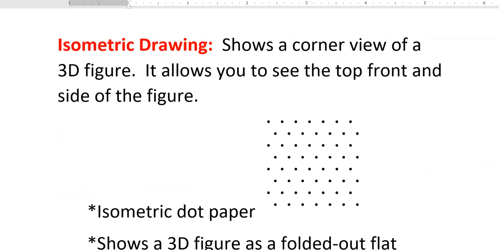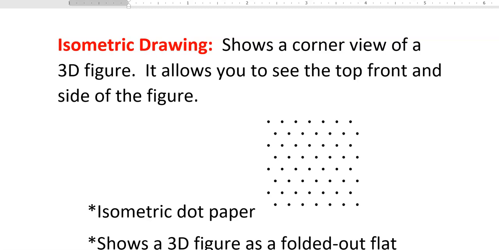So next up is isometric drawings. It shows a corner view of a 3D figure. It allows you to see the top, front, and side of the figure, and usually it's the top, the front, and the right side. So try to do those 3 faces when you're asked to do isometric drawings.